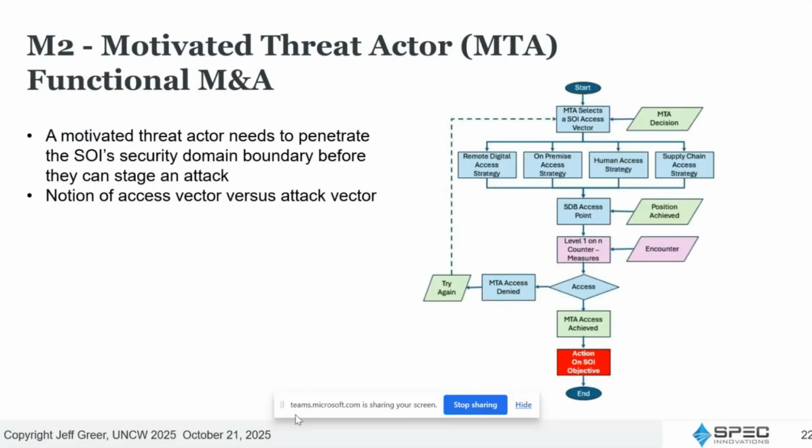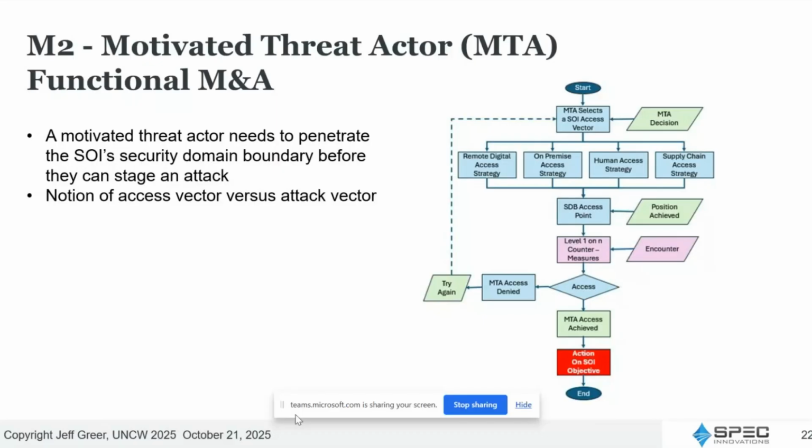And so ultimately, here's a functional diagram. This came right out of InnoSlate. It's an example of what I use for teaching. But a motivated threat actor needs to penetrate the SOI's security domain boundary before they can stage an attack. So, basically, starting at the top, if they get all the way to the bottom in that red square where it says action on SOI objective, that's where they start staging their cyber attack.